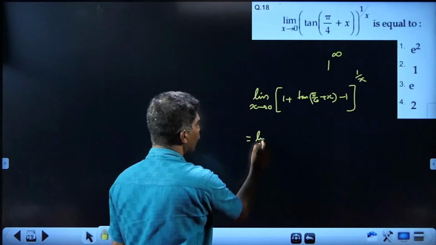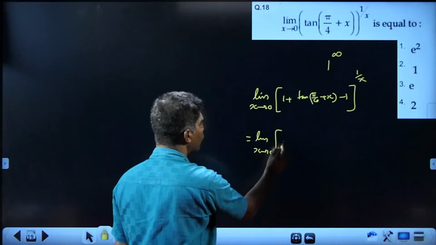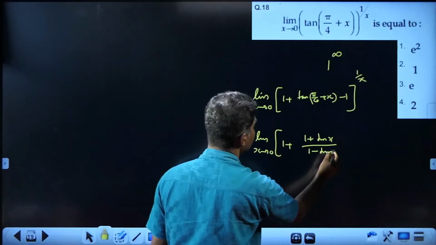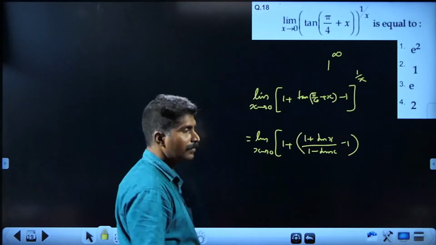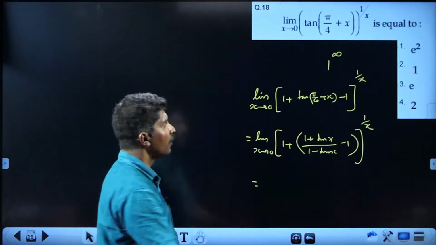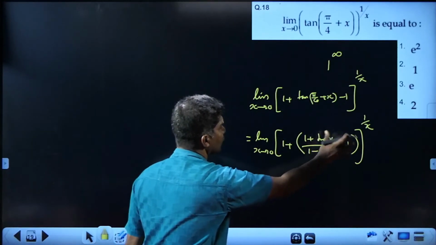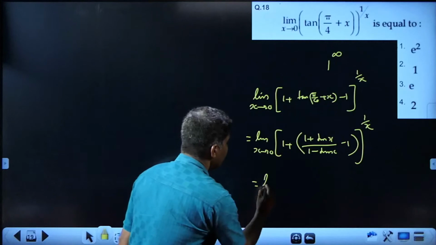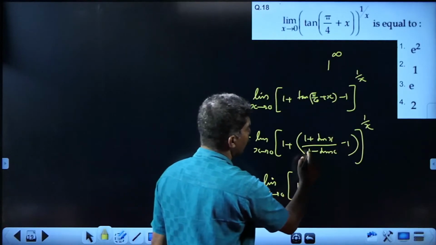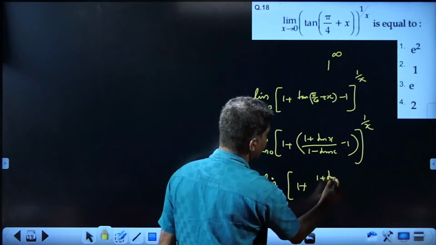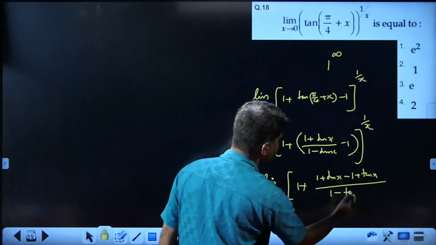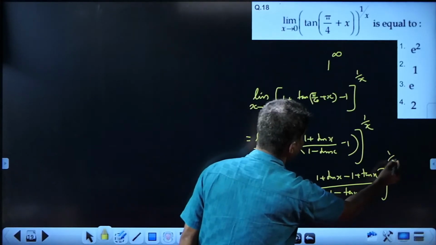That is equal to limit x tends to 0 of (1 plus (1 plus tan x) divided by (1 minus tan x) minus 1) whole raised to 1 by x. We added 1 and subtracted 1, expanded this, and collected the second two terms together. Simplifying, you will get limit x tends to 0 of (1 plus (1 plus tan x minus 1 plus tan x) divided by (1 minus tan x)) whole raised to 1 by x.